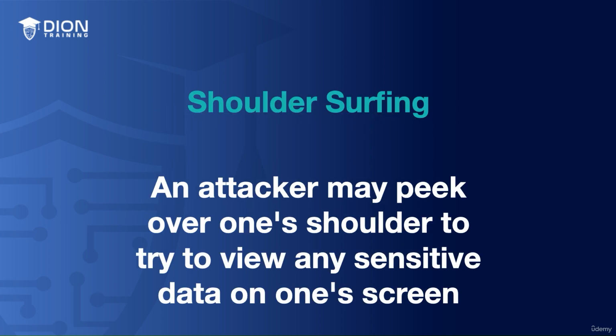For example, shoulder surfing is one such attack that can be prevented by maintaining good situational awareness. Shoulder surfing involves the attacker attempting to peek over your shoulder to look at sensitive information on your screen. To counter this kind of attack, you must always be aware of your surroundings, especially in public spaces, and use a privacy screen protector, as well as being cautious about reading any confidential information outside of your secured areas.